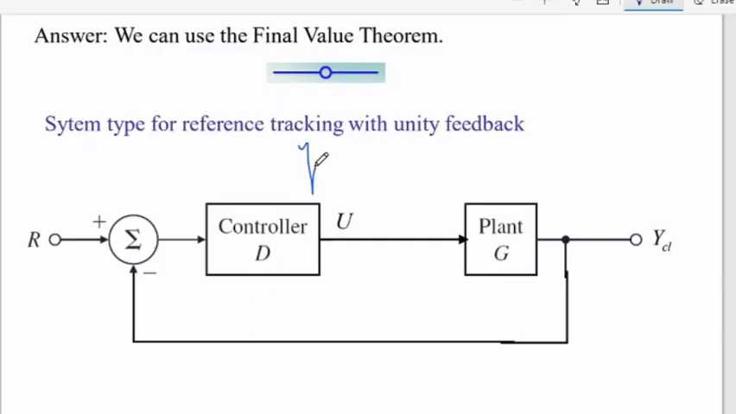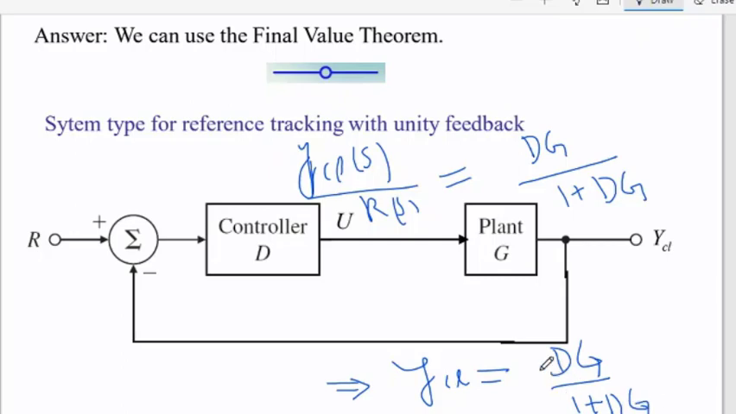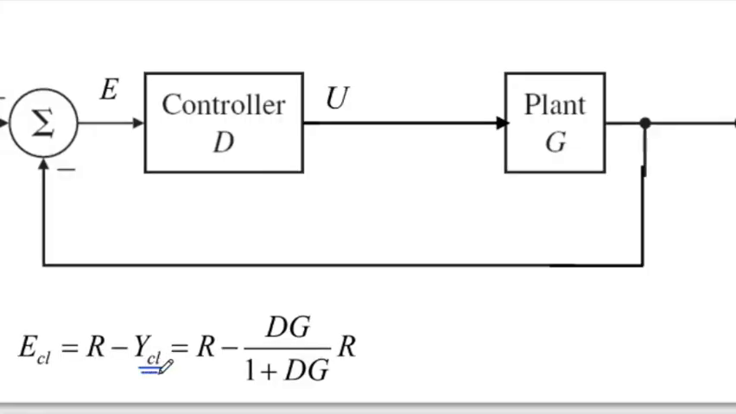We know that YCL, if I write the transfer function YCL(s) over R(s) for this system, is equal to, by the feedback, you know this is a feedback loop, DG over 1 plus DG. Remember that we have a minus sign here, so I will have a plus sign here, 1 plus DG. So from this transfer function I can write YCL is actually DG over 1 plus DG into R. Now putting the value of YCL that we already derived here, we can write ECL equals R minus DG over 1 plus DG into R.